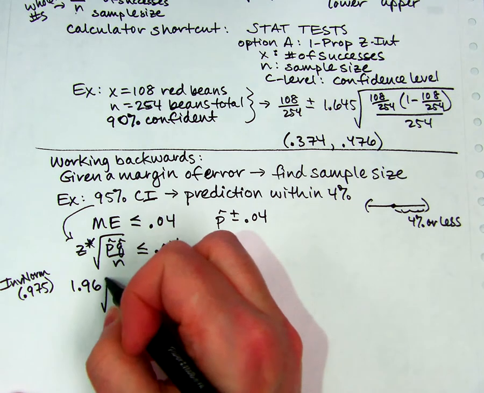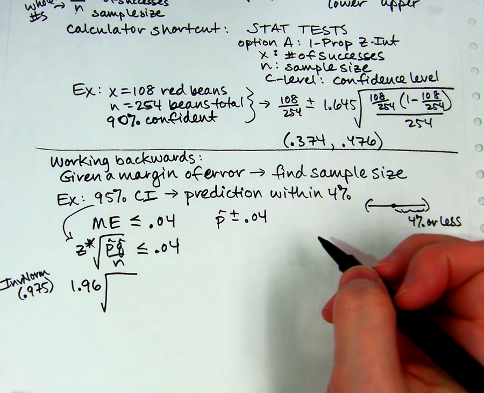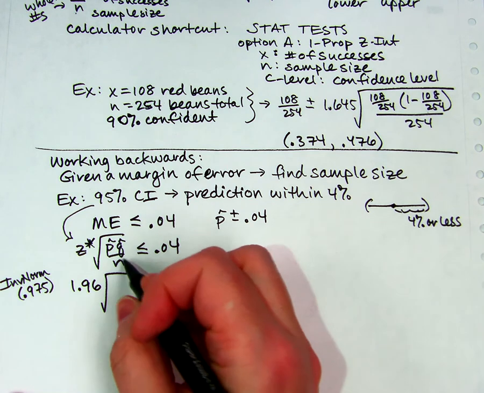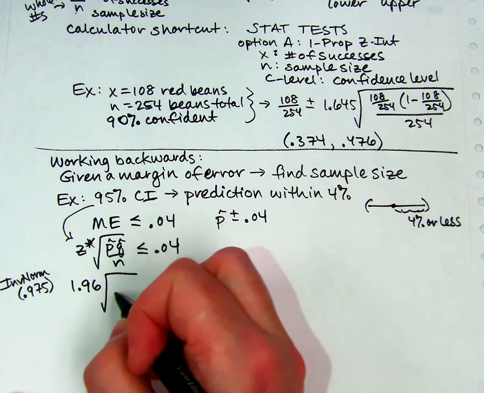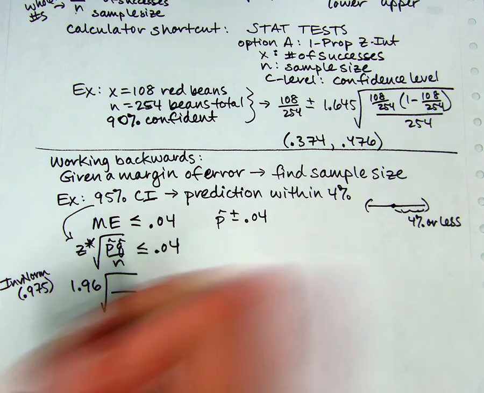I know that. Yay. What about p hat? Do I know p hat? Oh, gee, I don't know p hat. I don't know q hat. I don't know n. That's a problem. I know I'm going to find n in a minute here.